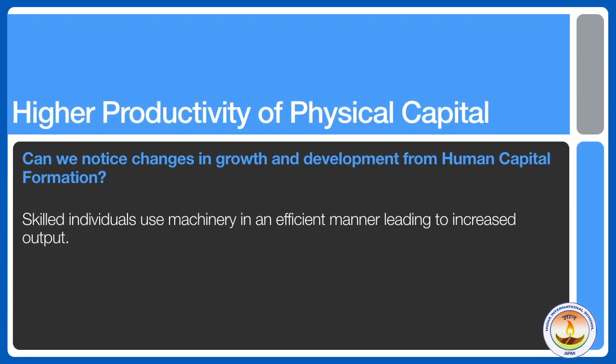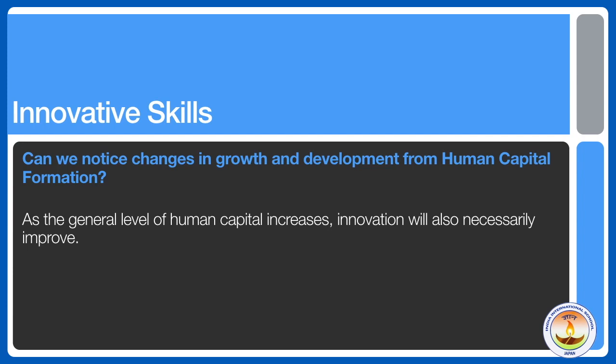Next, higher productivity of physical capital is really straightforward. It mentions in the textbook that people who are skilled are better able to use machinery to generate more efficient output, maybe. But more importantly, if you are skilled, you are going to be able to generate more levels of output in general, whether you use machinery or not. Next, innovative skills, again, very, very straightforward. If you are educated, you tend to find solutions to problems, which is the whole point of education. And as a result, you could bring innovative change to your country, and this is something India needs desperately.